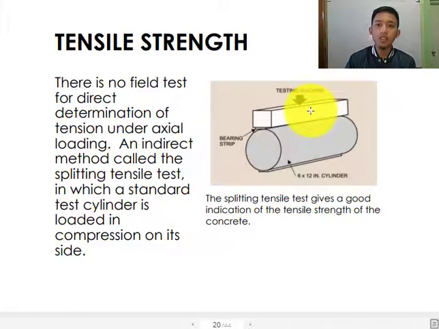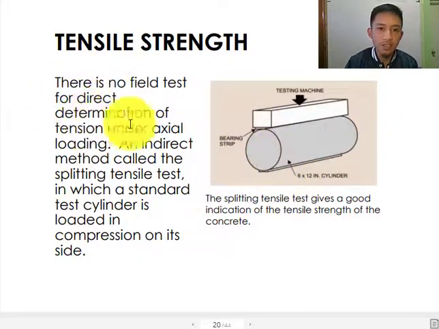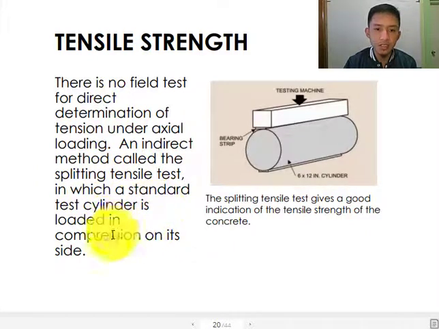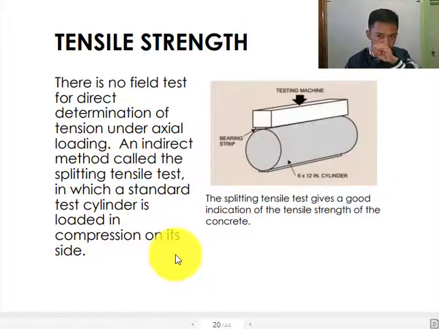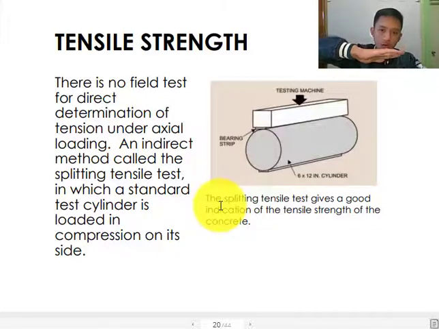But how are we going to test the tensile strength? Your member might be purely concrete only, so you really need to test its tensile strength. There is no field test for direct determination of tension under axial loading. There is an indirect method called the splitting tensile test, in which a standard test cylinder is loaded in compression on each side. The same cylinder as for compression, but the loading is now on the side.